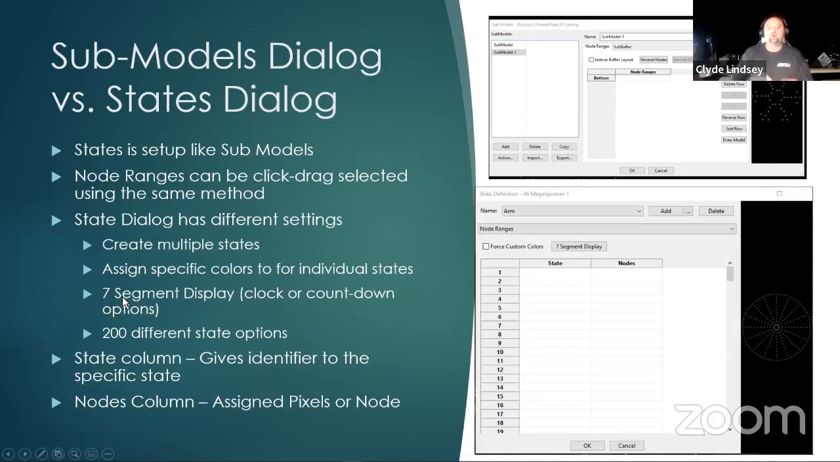You can have what's called a 7-segment display, a clock or a countdown option. That's an icon right there, a button right here. And that force custom colors is very useful. We're going to use that tonight in the demo. And then if you scroll down through the whole list, you have a total of what appears to be 200 different state options. So it can get very complicated, and you can dive really deep into using these dialog boxes as far as building those states for yourself.